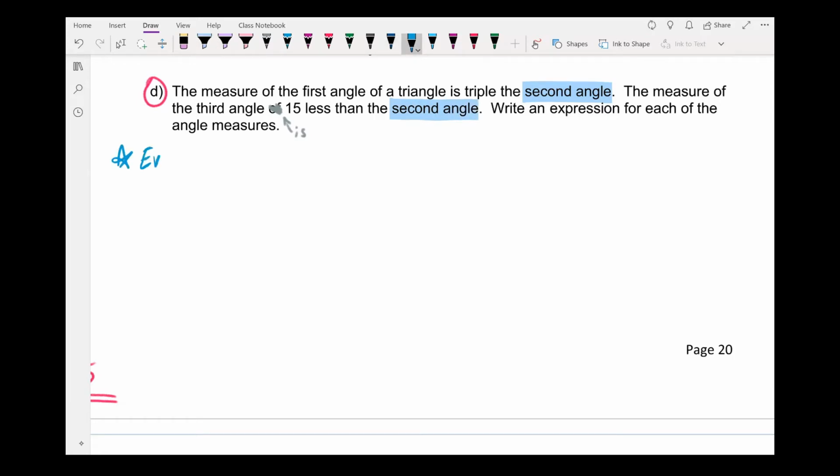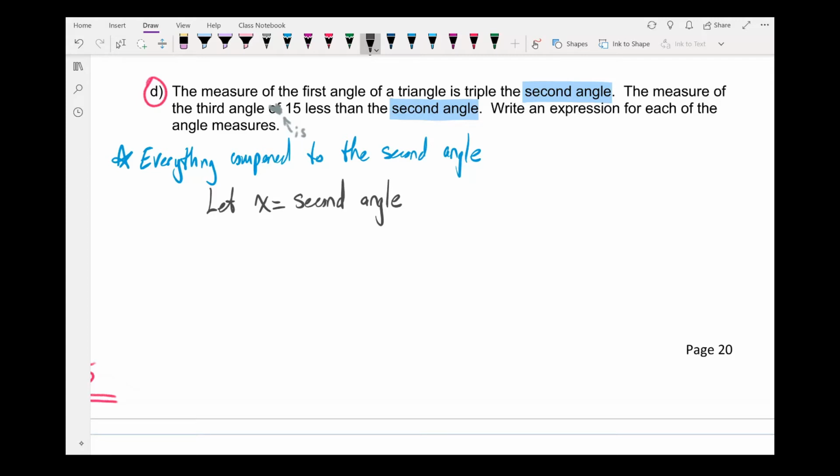So the big key: everything is being compared to the second angle. Similar to that previous problem, where everything was being compared to the length of the third piece. So we're going to let x equal the measurement of the second angle. And let's go bit by bit. The first statement: the measure of the first angle of a triangle is triple the second angle. So 3 times the second angle is going to be the first angle. So we've made that expression. The measure of the third angle is 15 less than the second angle. So 15 less than, remember that backwards thing, we have to have an angle first, and we take 15 away. That's the measure of the third angle.